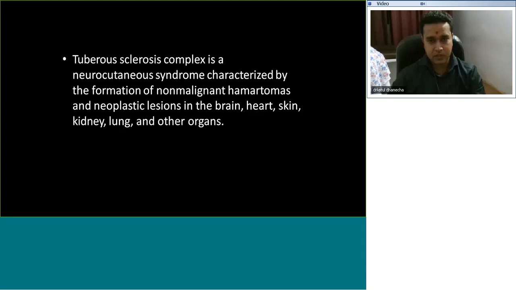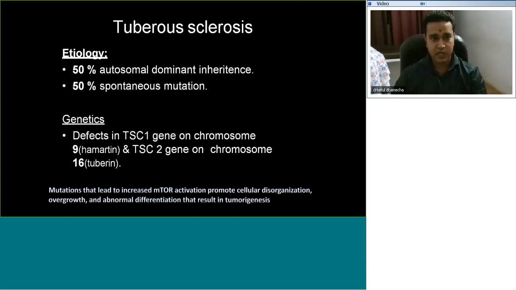The tuberous sclerosis complex is a neurocutaneous syndrome characterized by formation of non-malignant hamartomas and neoplastic lesions in the brain, heart, skin, kidney, lung, and other organs. So, in tuberous sclerosis, 50% of the cases have autosomal dominant inheritance, and 50% are sporadic gene mutations.